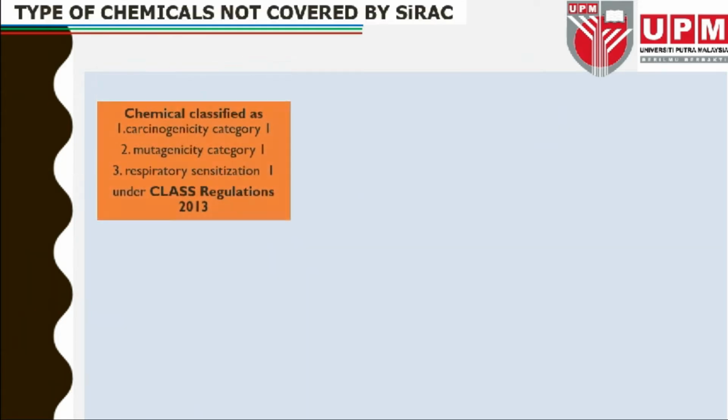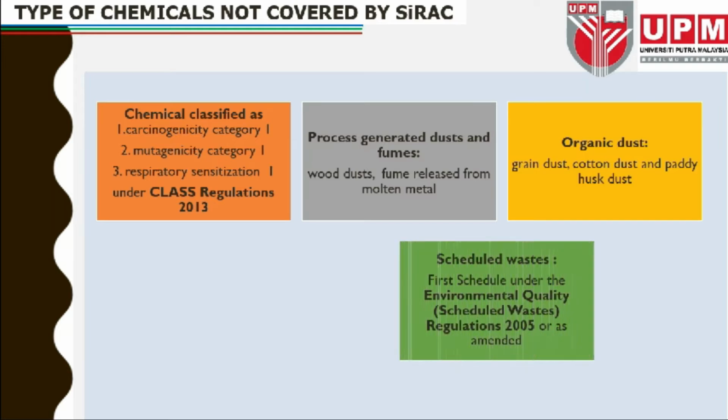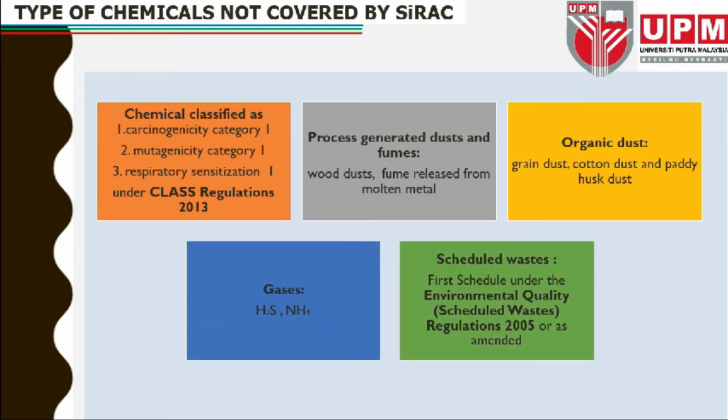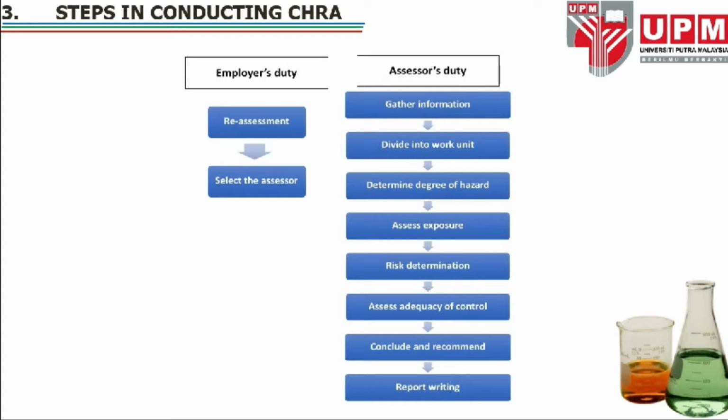To conduct simple assessment, we need to make sure that the CHTH is listed in the chemical register and also not classified as carcinogenicity category 1, mutagenicity category 1, respiratory sensitization category 1. We need also to make sure that the CHTH is not from process-generated dust and fume, organic dust, scheduled waste, or gases like ammonia. Steps in conducting CHRA are divided into 2, which is employer's duty and assessor's duty.